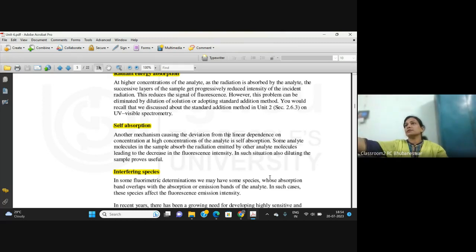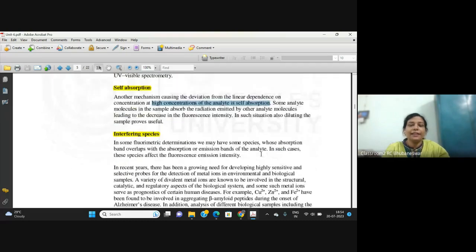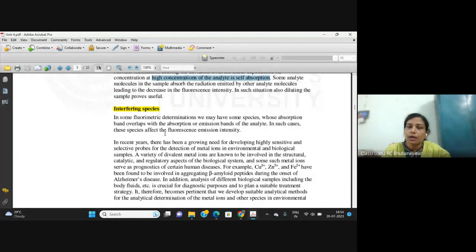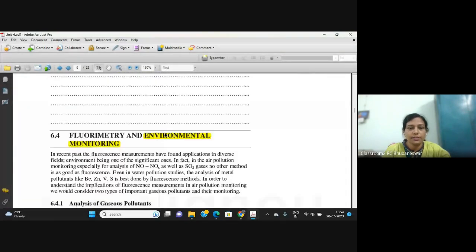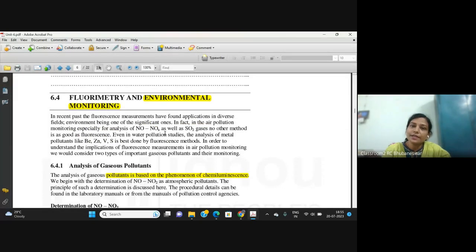Now, if you are increasing the concentration of analyte, self-absorption happens, which can also lead to quenching of the solution. Then interfering species means any additional species you are adding to the solution, like quenchers or some impurities that may also be there. Those are known as interfering species, which also lead to a decrease in the fluorescence intensity, quenching of the fluorescence intensity. So it will definitely affect your quantitative analysis.